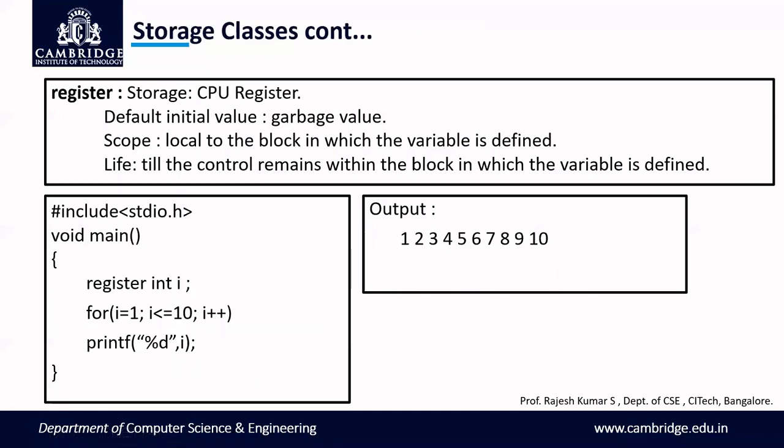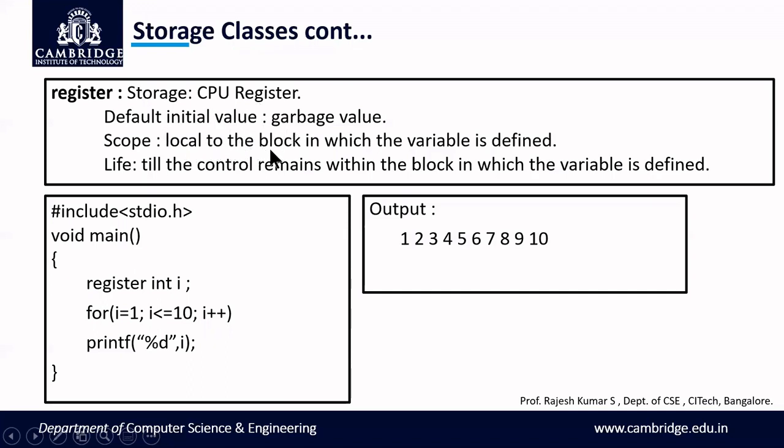Coming to register storage class, it is quite similar to automatic storage class. The only difference is that when I use the keyword register int I, the variable's value will be stored in a register rather than the main memory. We know that accessing a register variable is faster compared to accessing data present in the secondary memory. So this is the program. Now the storage is the CPU register. By default, again, it will hold the garbage value.